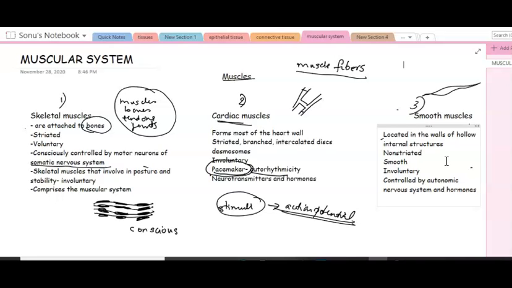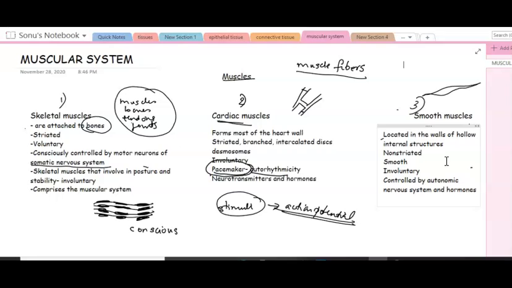They are non-striated, they are smooth, they are also involuntary. We cannot control the movement of intestinal muscles. When we swallow food and once it reaches the esophagus and stomach, we cannot control the movement of that food. It is all taking place without our conscious control. So that means they are controlled by the autonomic nervous system and the hormones.